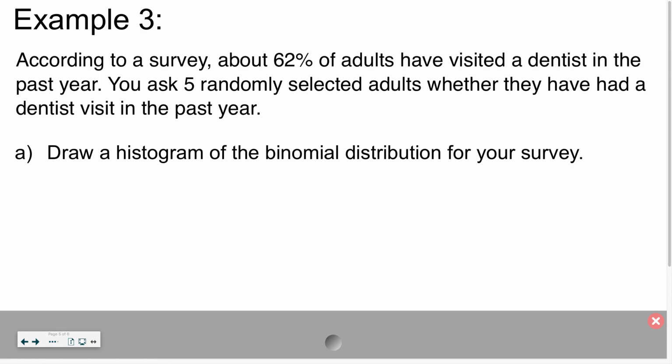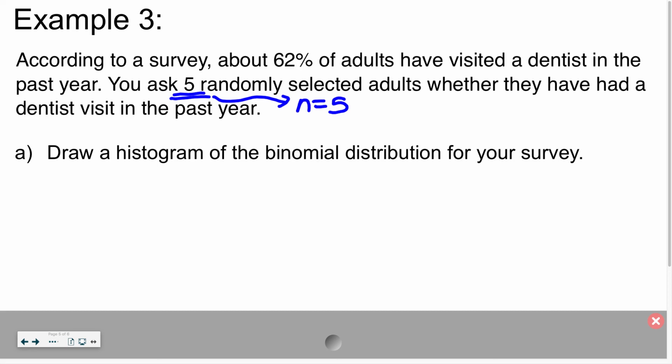So we're going to go and ask 5 random adults if they have gone to the dentist. We're running an experiment. If we talk to 5 people, that's our number of trials, right? We're going to do 5 trials. So we're going to ask 5 randomly selected people, so n is equal to 5.